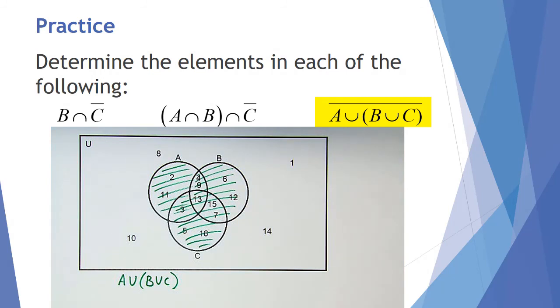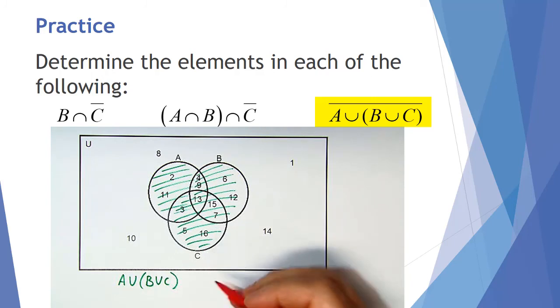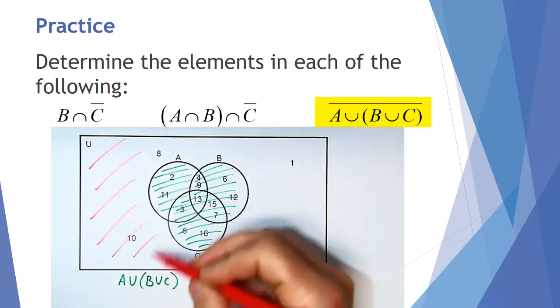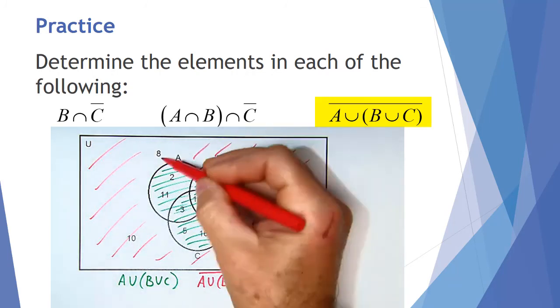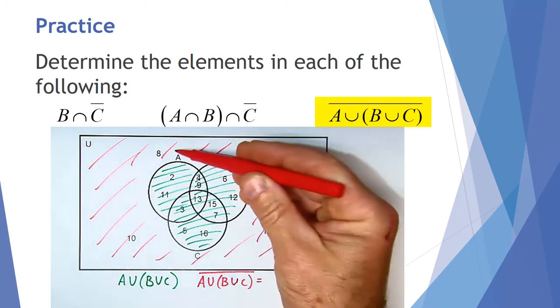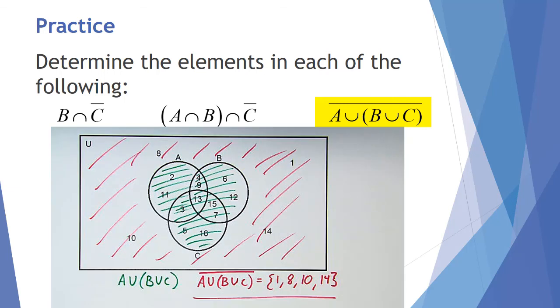And so the complement of A union B union C will be everything outside of that. And so that'll be everything outside of the union of those three sets. And we can see that that will consist of the elements 1, 8, 10, and 14. If you got all three of those, you're in good shape. If not, you might want to rewatch those explanations and some prior examples to make better sense of what's going on here.